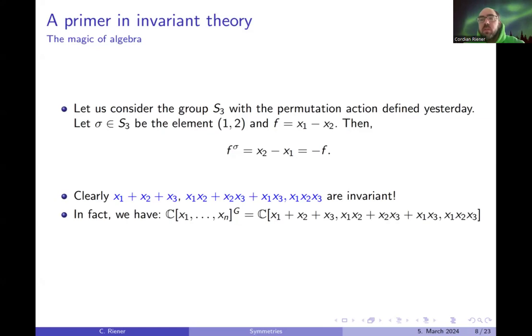Excuse me, Cordian. Yes? When you are taking the collection of the polynomials which are unchanged under the group action, only those polynomials will be part of the algebra which are invariant under all the operations? For all, yes. I mean, G here should be S3, and then this means these are the polynomials that are invariant with respect to all elements of S3.